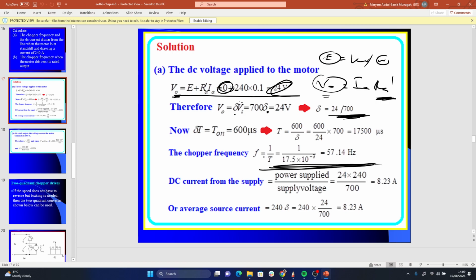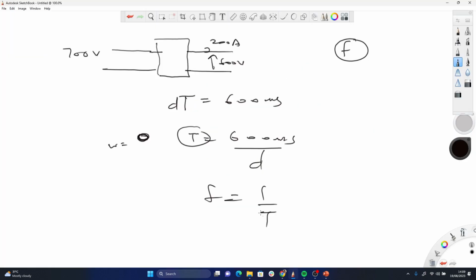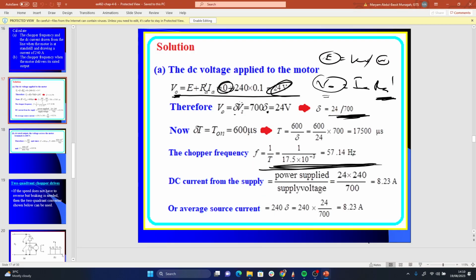And the question also says to find the power, and find the current drawn from the supply. That's the next question, right? Find the current drawn from the supply. So we know that P is equal to IV, right? So the output power is equal to IA V naught. So IA is equal to what? P over V naught. So that's what you apply here.